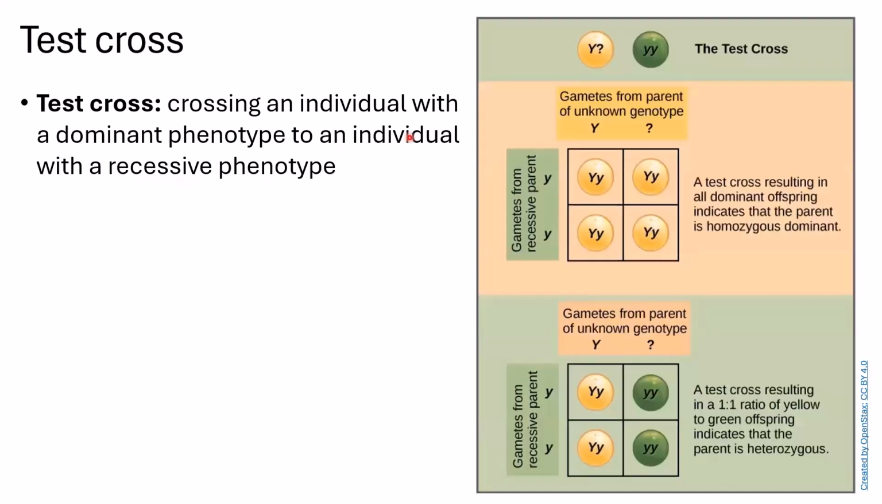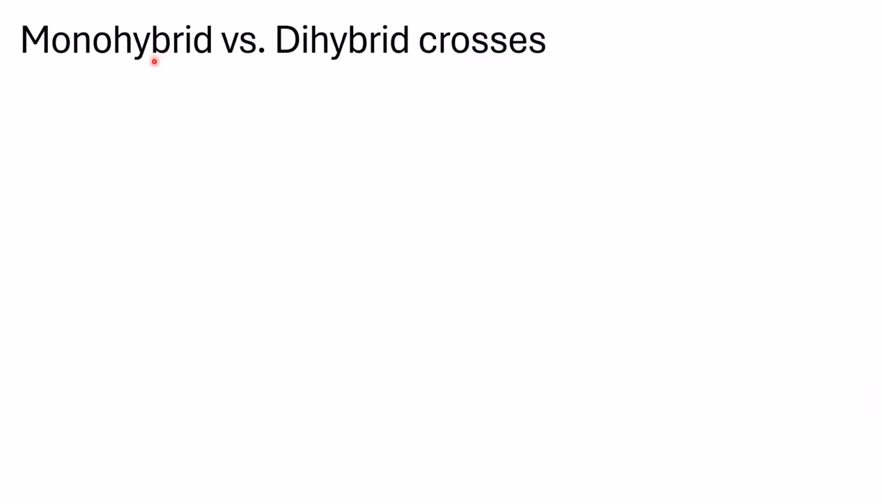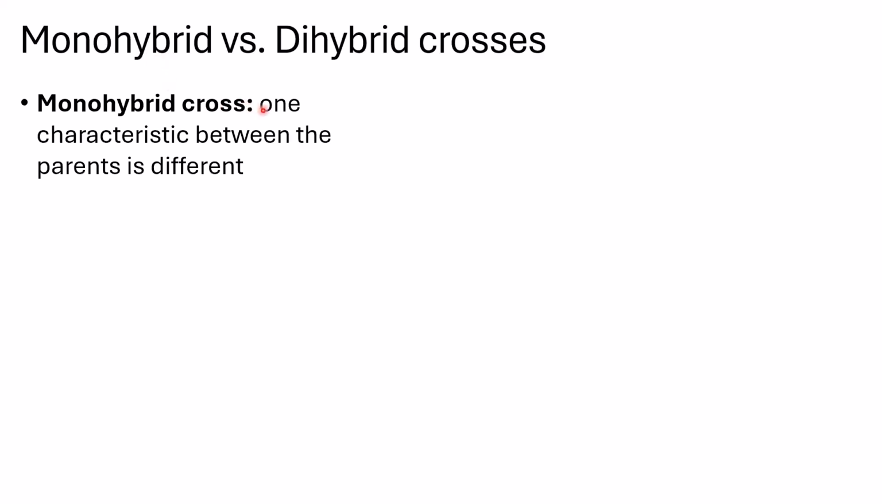If the parent with the dominant phenotype was homozygous dominant, all the offspring would have the dominant phenotype. If the parent was heterozygous, and this question mark was a lowercase y, half of the offspring would be dominant because of this uppercase Y allele being passed on, and the other half would be recessive because of the lowercase y being passed on. So far, we've been talking about monohybrid crosses, named for creating hybrids in which only one characteristic is different, such as flower color.